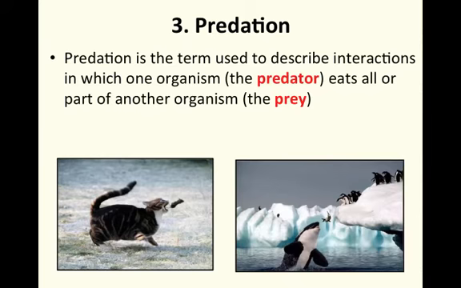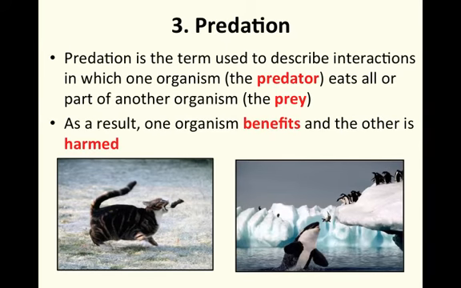The third type of biotic interaction is predation. This is used to describe the interaction between one organism, which is the predator, that eats all or parts of the other organism, that is the prey. As a result, one organism benefits here and the other is harmed.